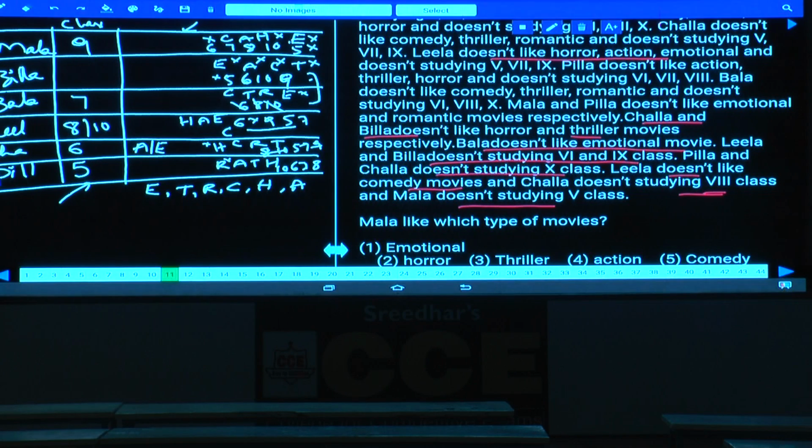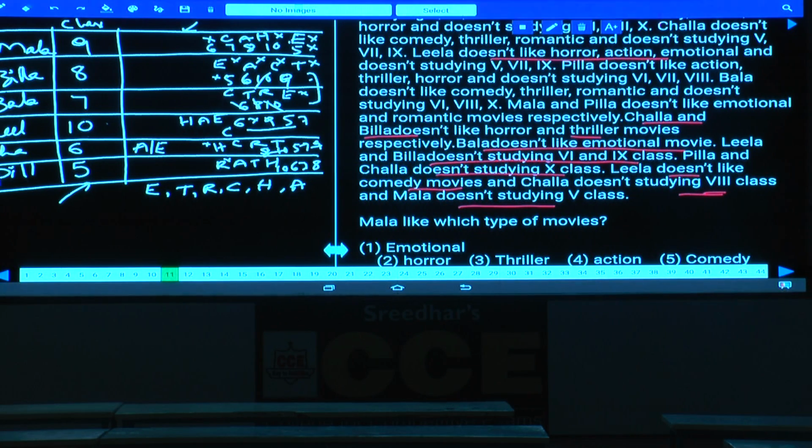Now we are left with 8 and 10. This person cannot be 10 and this person must be 8. If this person is 8, this person must be 10. Done with this? Now we got these classes. After the classes, now we need to discuss about what?